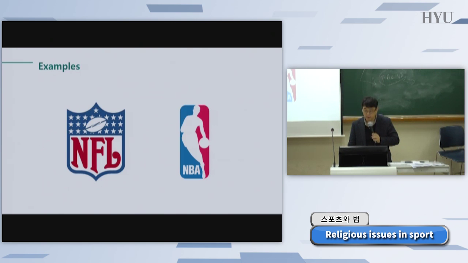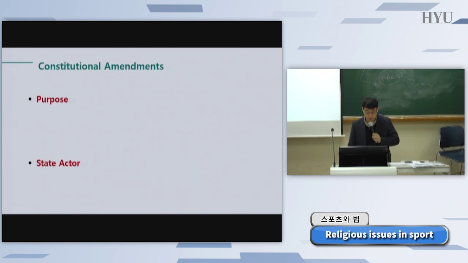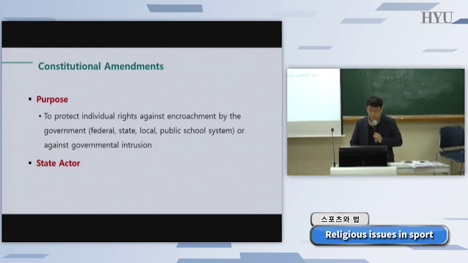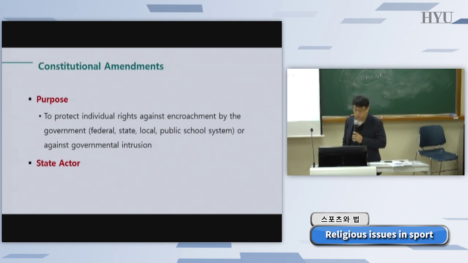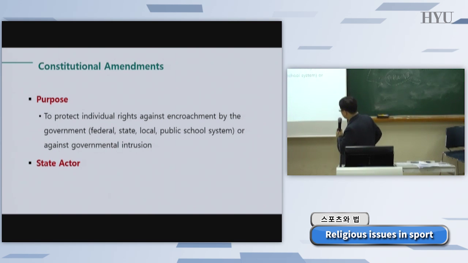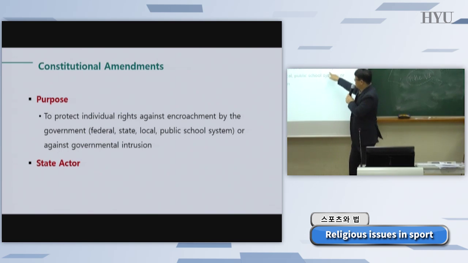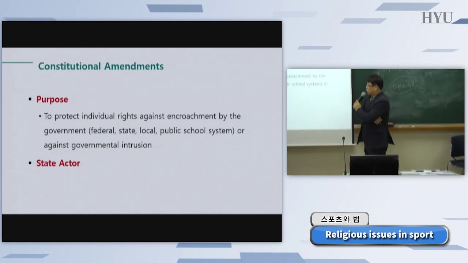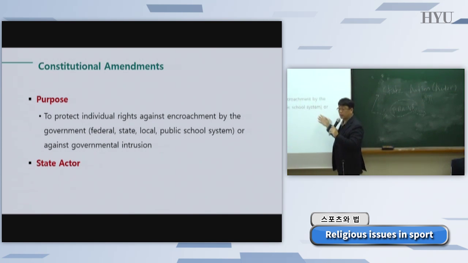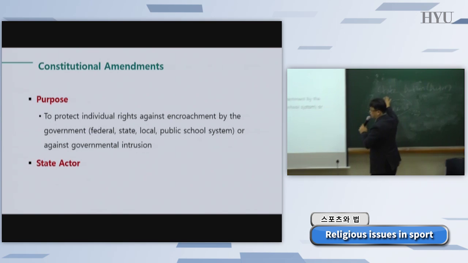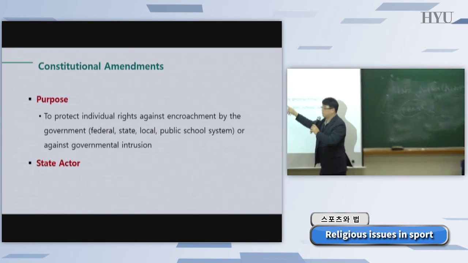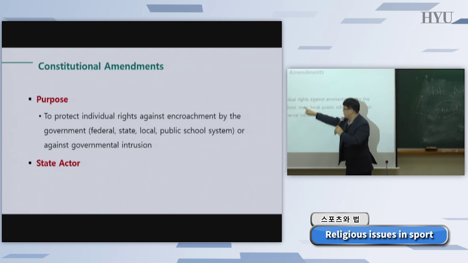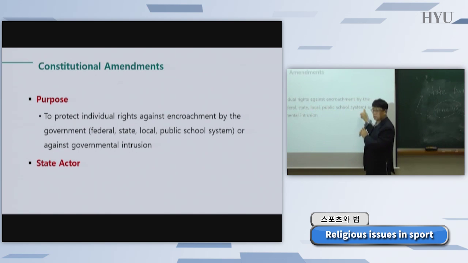Okay, so NFL and NBA, we covered these cases. So, purpose and state actor. The purpose of the First Amendment is to protect individual rights against encroachment. Encroachment is an infringement by the government: federal, state, local, public school system. So when I say state action or state actor, it includes all of the federal, state, local, and public school system.